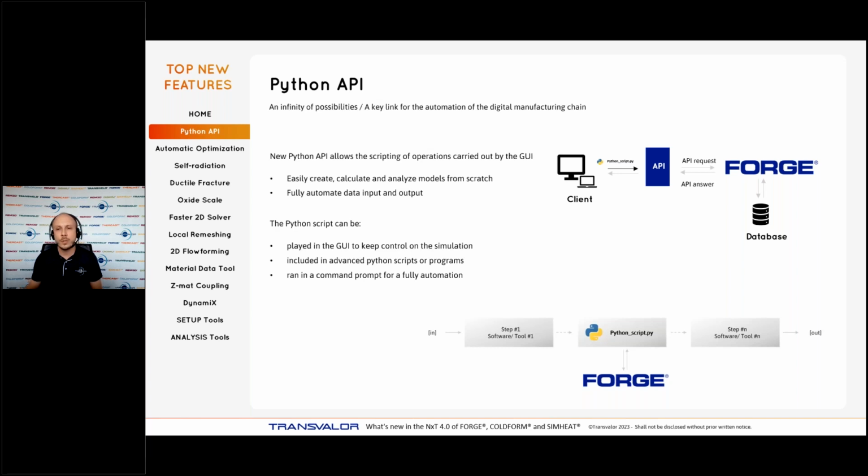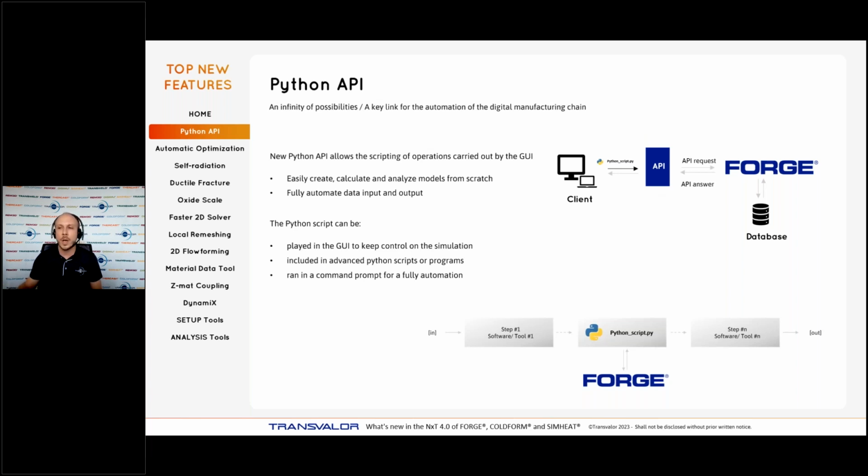So this new feature will offer you many advantages. It's time saving. You will have more automation. You will secure your project, and you will now have interconnection with other applications. So an API is a kind of interface, a library where we have defined all actions that you are using in FORGE, either in the setup or in the analysis mode.